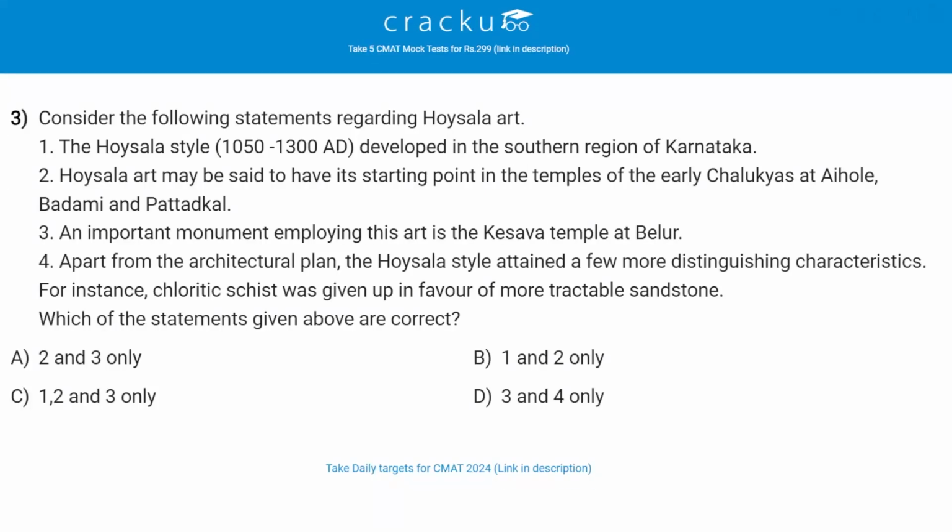Consider the following statements regarding Hoysala art. The Hoysala art developed in the southern region of Karnataka. Hoysala art may be said to have its starting point in the temples of the early Chalukyas at Aihole, Badami and Pattadkal. An important monument employing this art is the Keshava temple at Belur. Apart from the architectural plan, the Hoysala style attained a few more distinguishing characteristics. For instance, chlorite schist was given up in favor of more tractable sandstone.